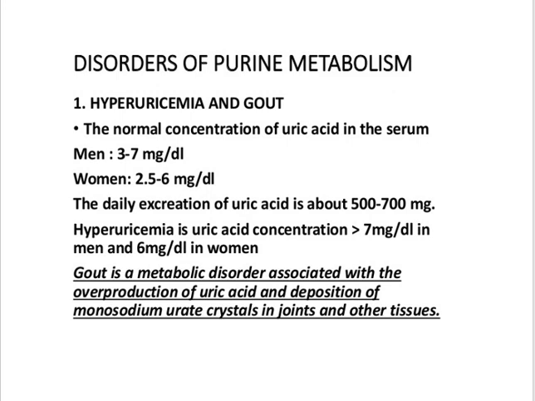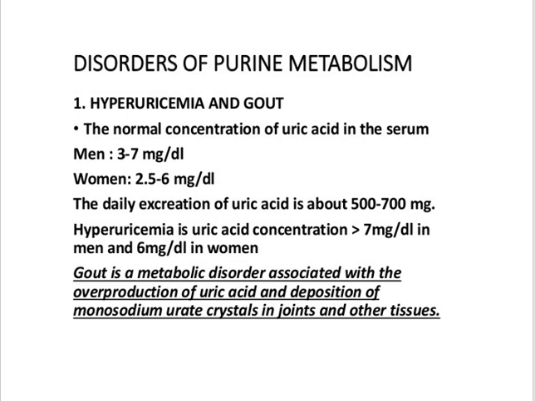Now there are some disorders of the purine metabolism. The most important one is the hyperuricemia leading to the gout. Normally the uric acid concentration in the serum in males is 3 to 7 milligram per deciliter, and in females it is 2.5 to 6 milligram per deciliter.